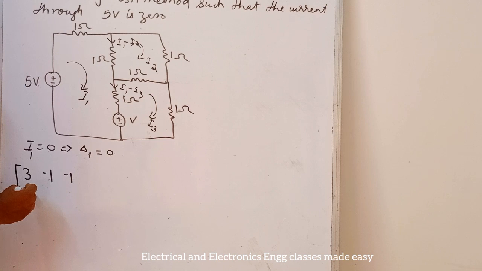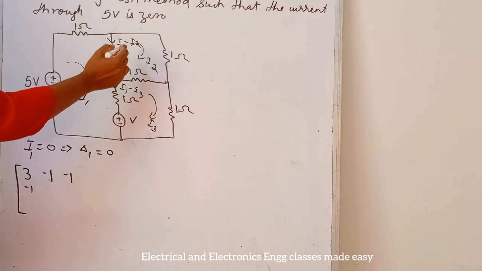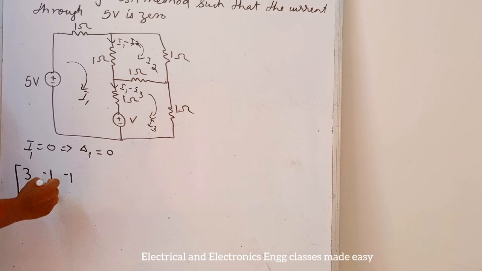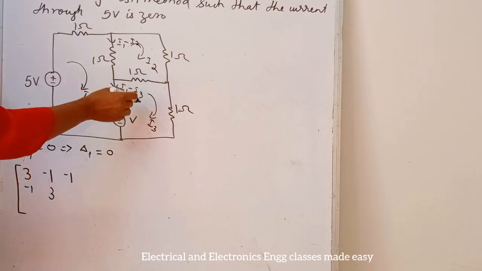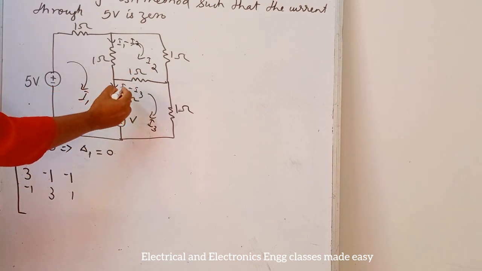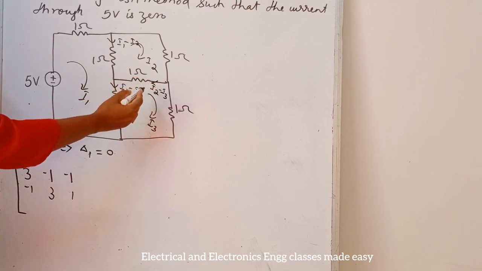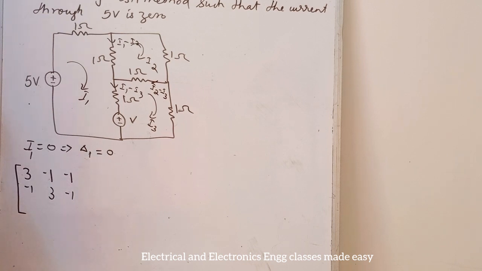Then R21 is same as that of this one, that is minus 1. Then R22 is total resistance in the second loop, that is 3. Then R23 is common to second and third, that is 1, and current through it is this I2 is flowing in this direction and I3 opposite, that is I2 minus I3 is flowing here. So here also it is minus 1.